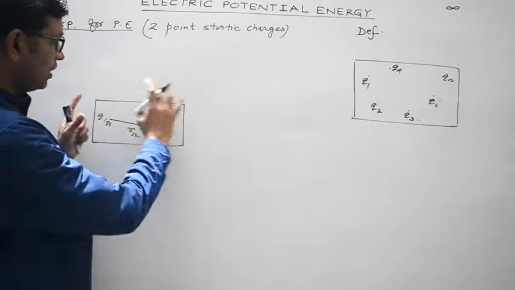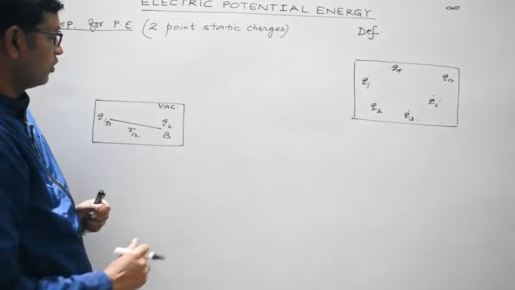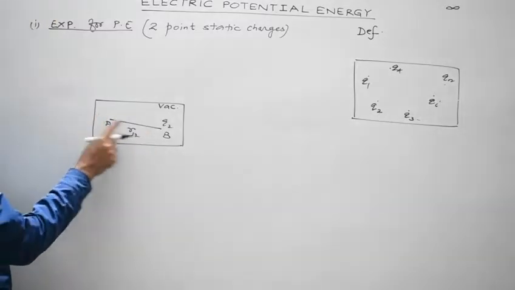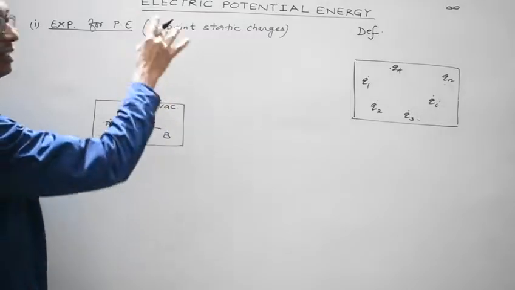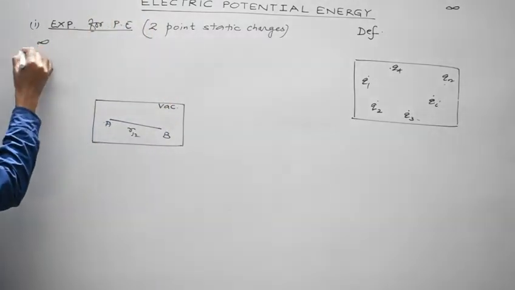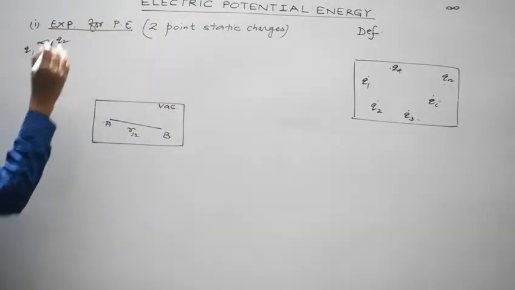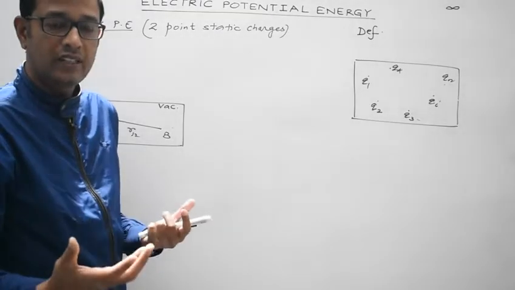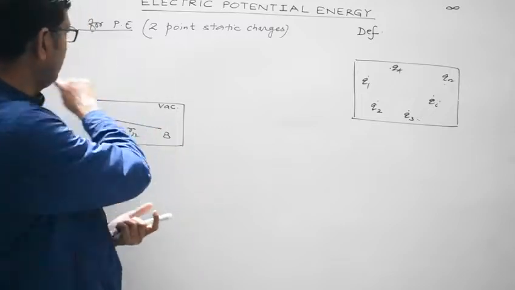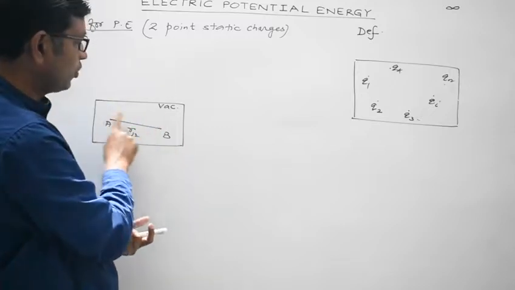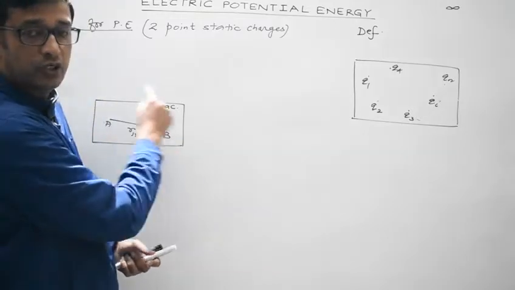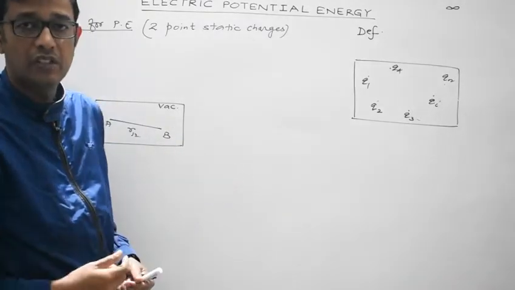Now, in order to understand the concept, we imagine that initially these 2 point static charges are located at infinity. Suppose this is infinity, where the two charges are located. We need the total amount of work done in bringing these two charges from infinity to their respective positions A and B. That total work done will give us the potential energy of this system. So that should be our approach.